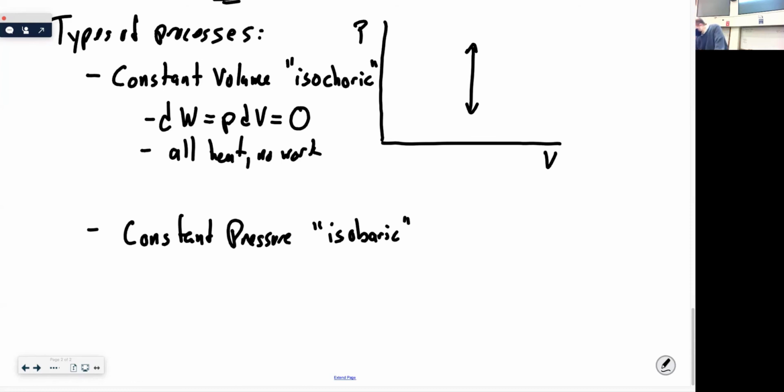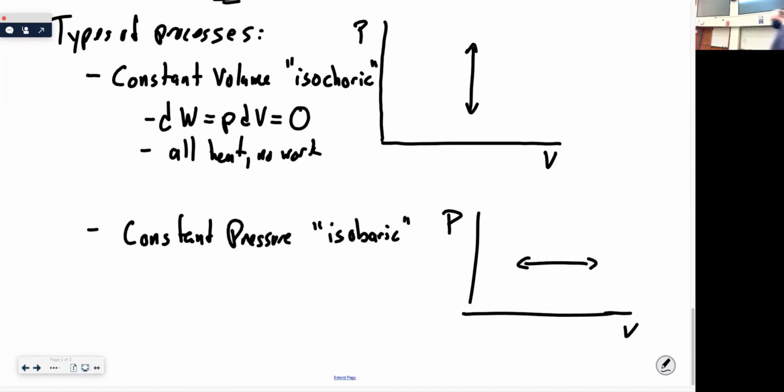So what does that look like on the PV diagram? Again, this is the other simple one. Constant pressure will just be left or right on the PV diagram. So in this case, PdV is not 0, but it's easy to calculate because pressure is a constant. If you've got an integral with P times dV, you can pull the pressure out if it's not changing. If it's constant, the integral of dV is just the volume.